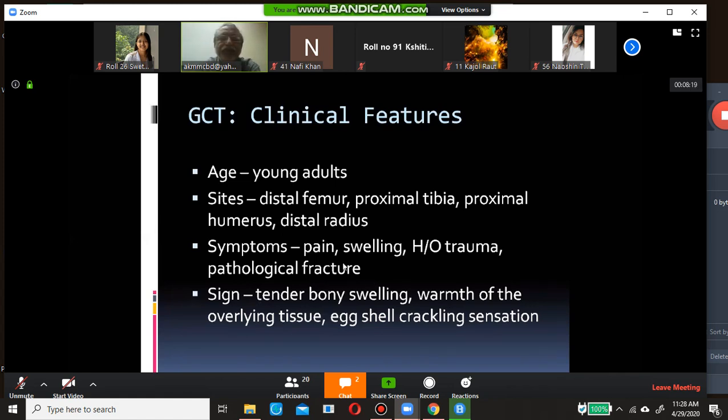Symptoms: pain. There will be swelling. There may be a history of trauma. We are not sure whether it is a cause or it just makes the patient conscious about the swelling. Pathological fracture can occur easily, even in an otherwise early stage. And signs: when you examine, you will find there is bony swelling, increased warmth at the site. And when you palpate the tumor, you may find an eggshell crackling sensation.